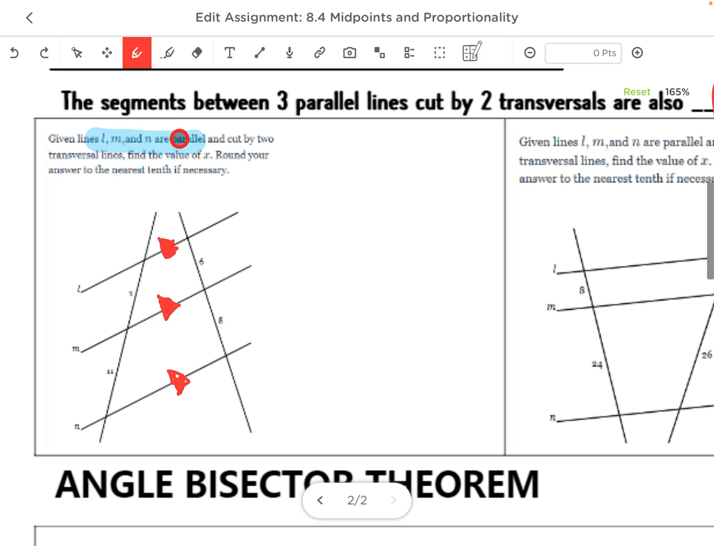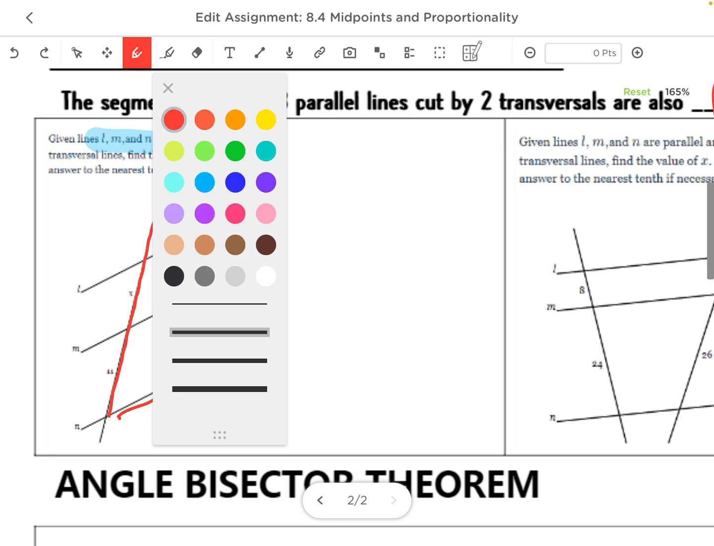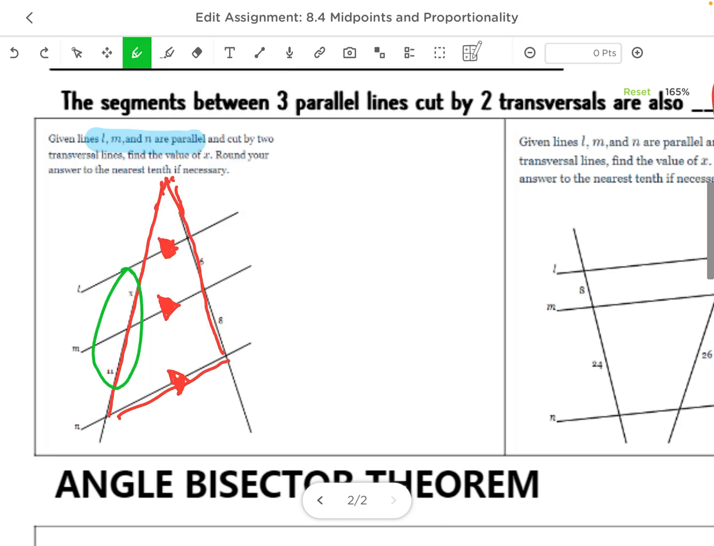Okay, well, if you can imagine, this is like a little triangle right here, right? So we have this triangle that's made, and that triangle tells us that these are going to be proportional, right? So we can just set it up just like that. Let's go ahead and set up our proportion equals a proportion. Since this is on the left side, let me do that. X over 11 is proportional with 6 over 8.